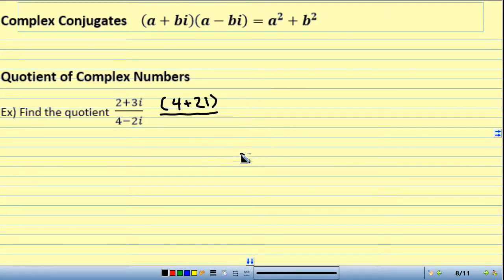Now I'm multiplying both the top and the bottom by 4 plus 2i, because 4 plus 2i over 4 plus 2i just simplifies into 1. So I really didn't change the value of the fraction. I just changed how it's displayed.